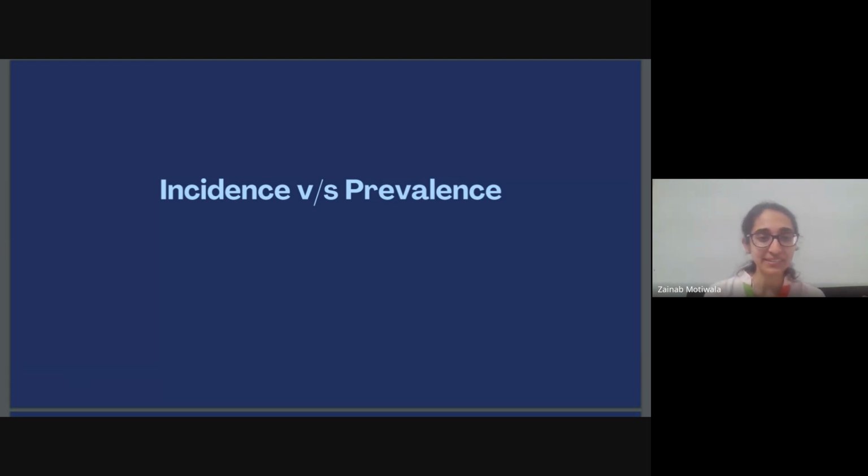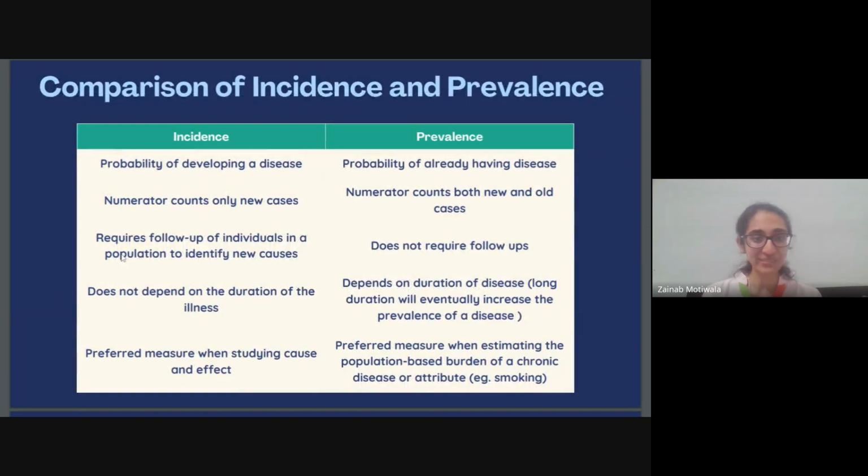Okay, let's discuss the poll answers. For the first question, I see a lot of you have given almost equal percentage to incidence and prevalence, although a little more on the incidence side. You are all correct that incidence requires follow-up. Every time we need to follow up in order to look at new cases that are developing. That's the reason incidence requires follow-up while prevalence does not.